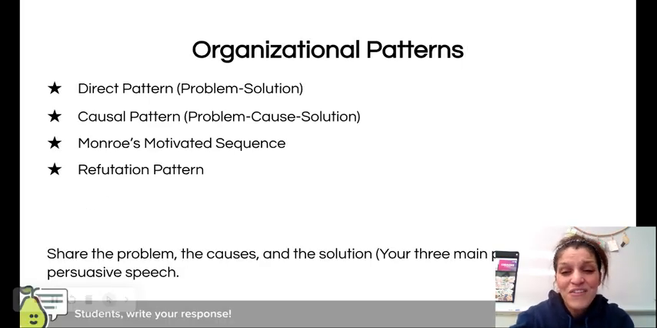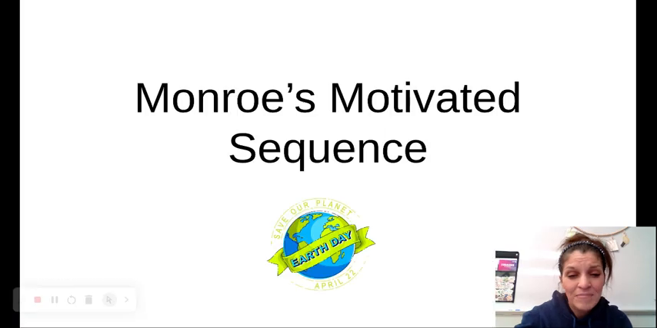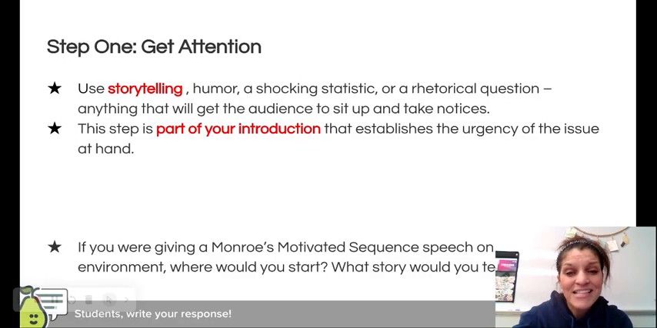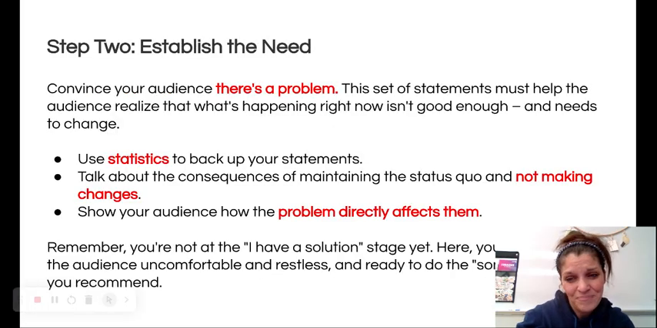All right, I've talked about a few of these. There's problem solution, problem cause solution, refutal pattern. That's where you're doing counter arguments. So getting back to the application of Monroe's motivated sequence, step 1 is to tell a good story and to introduce the issue.